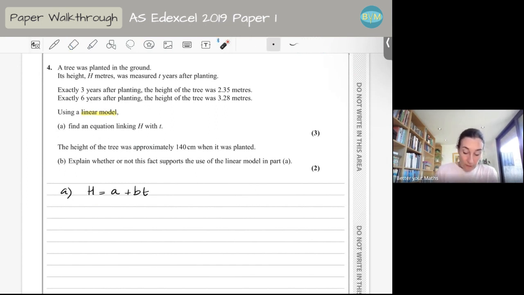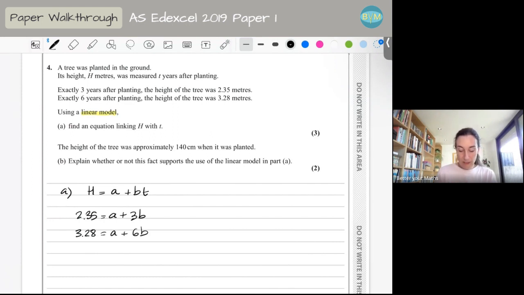Now we have to find the constants. These two are the variables. Don't get confused because there are too many letters here. A and B are constants. It says exactly 3 years after planting, so when T is 3, the height is 2.35. So 2.35 is A plus B times 3, or 3B. And then the same, 6 years after is 3.28. So we're just going to solve these simultaneous equations to find A and B.